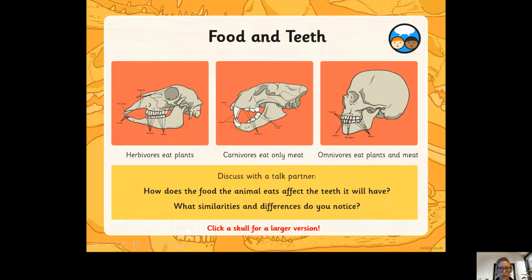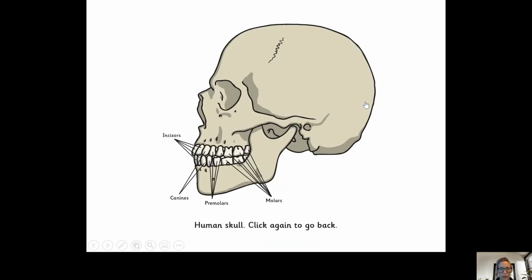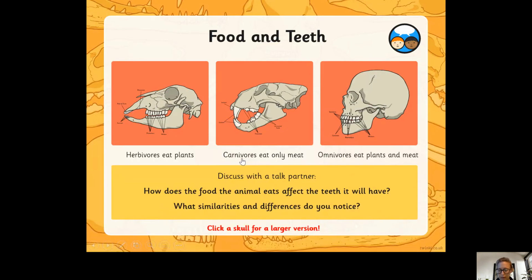So finally, we've got a human skull here, and we've got the incisors, the canines, the premolars, and the molars. They're all kind of the same height, I suppose. And again, think about the diet we have. So we need to have teeth for plants, for tearing meat, for grinding up, so for chopping, for tearing, and for grinding. So we need all of those. Okay, so back to here.